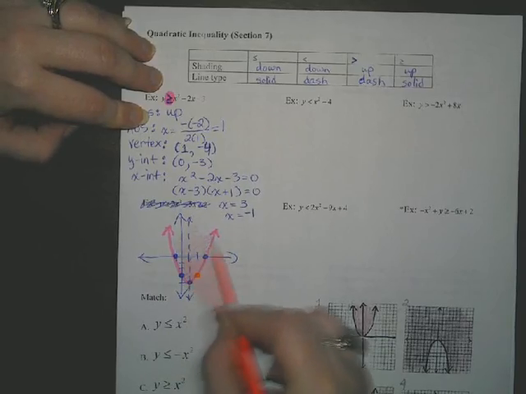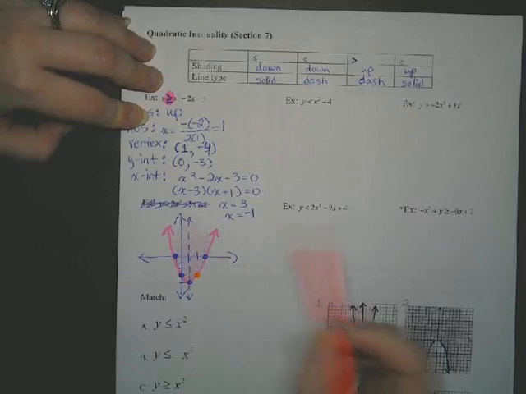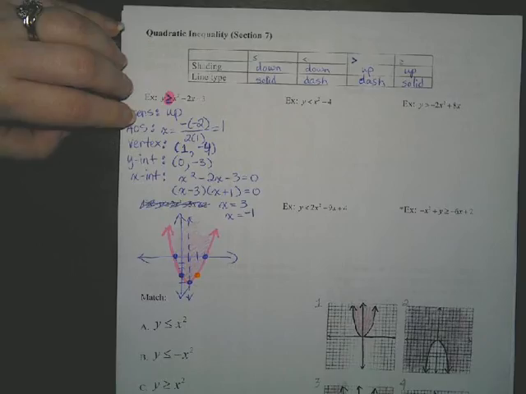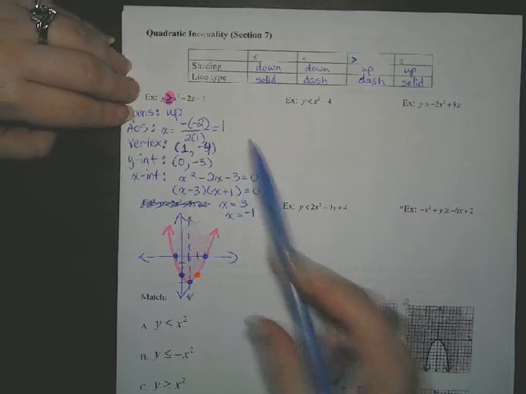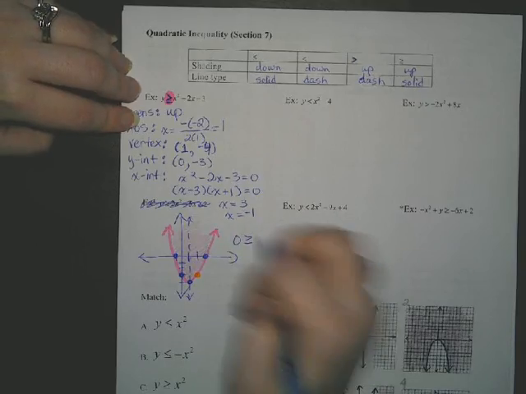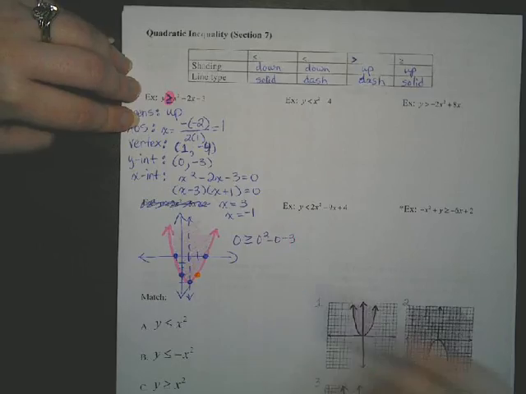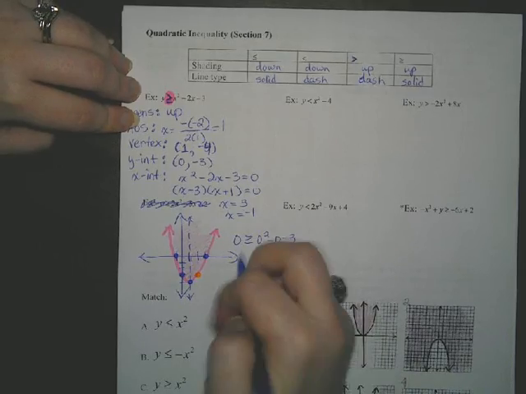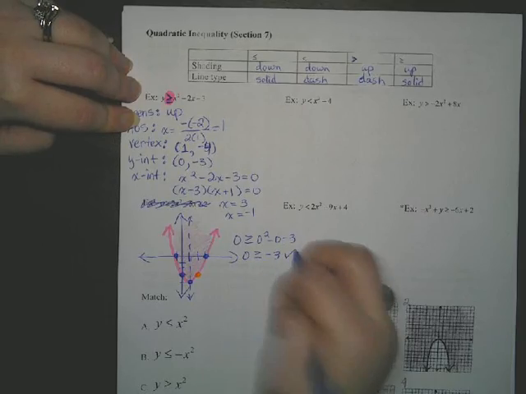If I'm not sure which way to shade, I can plug in a point. I would plug in 0, 0. So I'm going to take 0, 0 and plug that into my equation. So I want to know if 0 is greater than or equal to 0 squared minus 0 minus 3. Is 0 greater than or equal to, what is all this? Minus 3. Does that check? Check. That means my shading is correct.